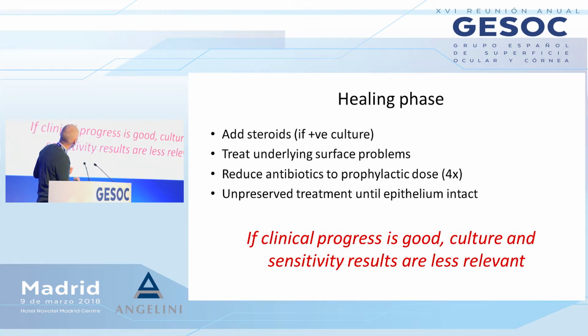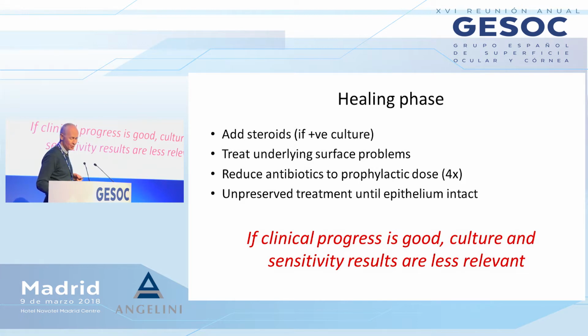Take the preservatives out of the treatment to help accelerate healing. Avoid treatment toxicity. If you are using aminoglycoside drugs, gentamicin, tobramycin, stop them and switch to a less toxic antibiotic and switch to unpreserved treatment throughout. So address ocular surface disease, bring in steroids to treat inflammation if you're culture positive, and treat underlying ocular surface problems and take the preservatives out of your treatment. All those things are going to accelerate the resolution of the infection and the patient's comfort.